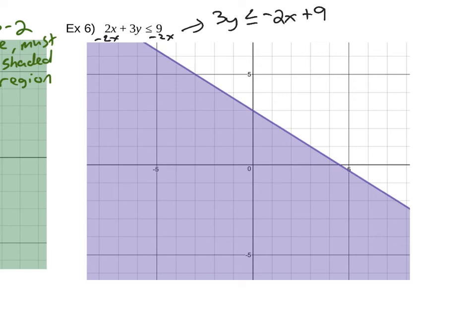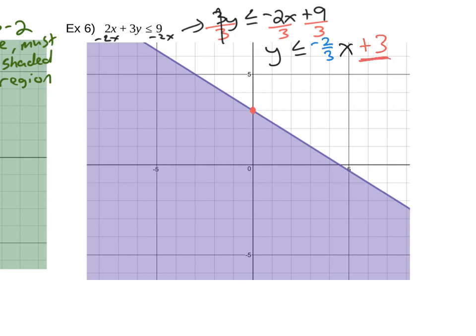Last thing to do to get the y by itself is to divide by 3. It's positive 3, so we don't have to flip anything. The inequality will stay the same. So it will be still y less than or equal to, reduce the slope, can't reduce it, -2/3 of x. And then 9 over 3 becomes the intercept of positive 3. So there's our y-intercept. Plot that, 0, 3.